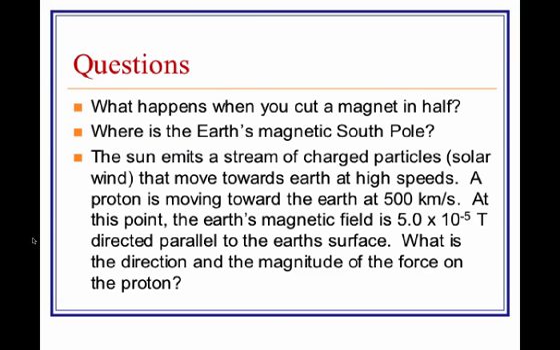Third, the sun emits a stream of charged particles. This is called the solar wind, which moves towards the Earth at very high speeds. Most of these particles are called alpha particles. They're just positively charged particles, basically protons. A proton is moving towards the Earth at 500 kilometers per second. Kilometers per second, important to notice that. At this point, the Earth's magnetic field is 5.0 times 10 to the negative 5th Tesla, and it's directed parallel along the Earth's surface. What is the direction and the magnitude of the force on the proton? You need to think about using the right-hand rule and that equation.